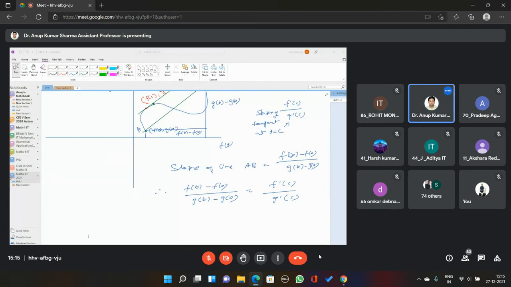If g(x) is equal to x, then b minus a... when you take g(b), it is not a fixed value. When you replace g(x) equal to x, obviously g(b) is something. Suppose g(b) is b dash and g(a) is equal to a dash.